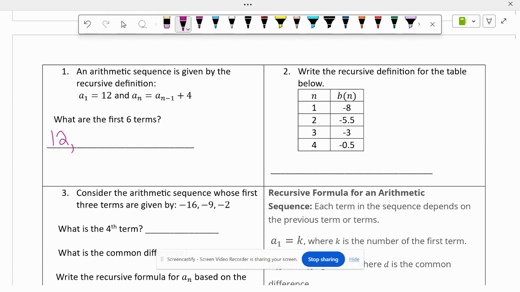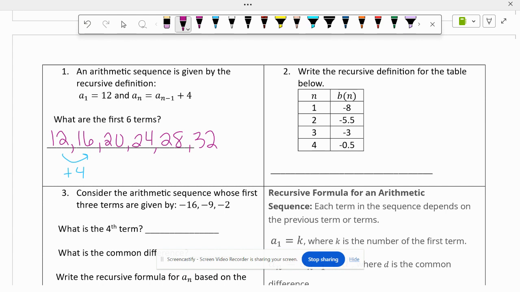So I'm going to take this 12 and I have to add 4 to it. What is 12 plus 4? Okay, and we're just going to keep repeating that pattern. So what's 16 plus 4? And what's 20 plus 4? And what's 24 plus 4? And what's 28 plus 4? And we only needed the first 6 terms, right? We only needed the first 6 terms, okay?